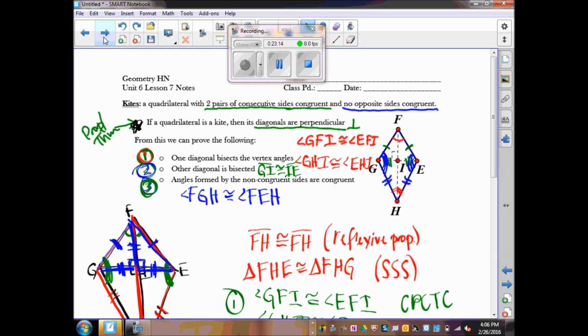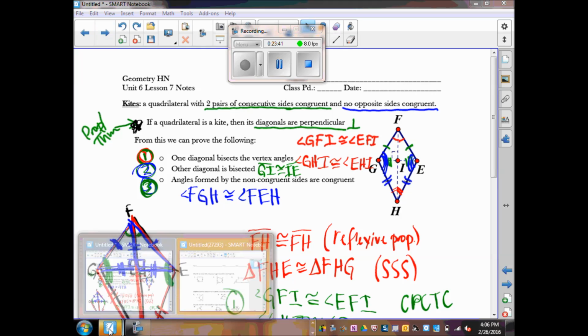And so from there we can have the following properties. One diagonal bisects our vertex angle, the other diagonal is bisected, and the other angles are congruent, the angles formed by the non-congruent sides. I feel like that's a little harder to keep track of because there's a lot of different stuff there. So again, make sure you definitely review these properties, and doing the homework as well as that worksheet from Stinger will help you nail those down.